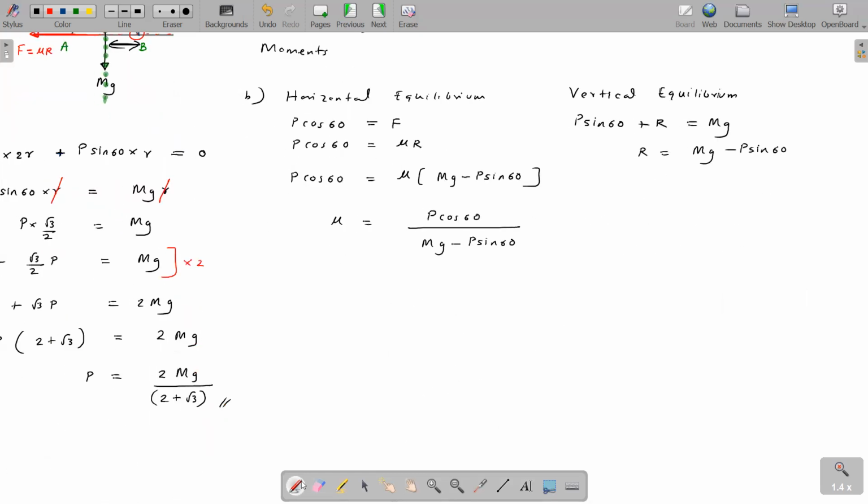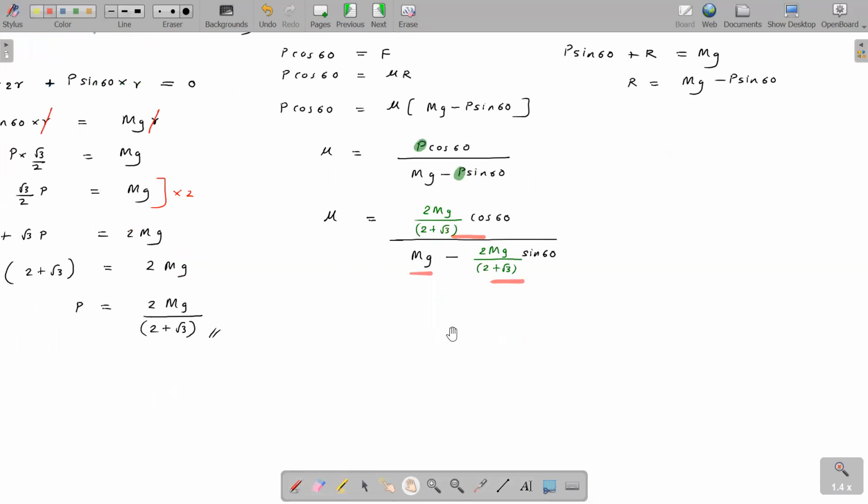Shall we substitute the P value? I'm going to substitute the P value here, this P and this P. So P is 2mg over 2 plus root 3 times cos 60, divided by mg minus P, again 2mg over 2 plus root 3 times sine 60. All right, guys, can you see? Try to replace the P value in all the places. You can see there are three terms.